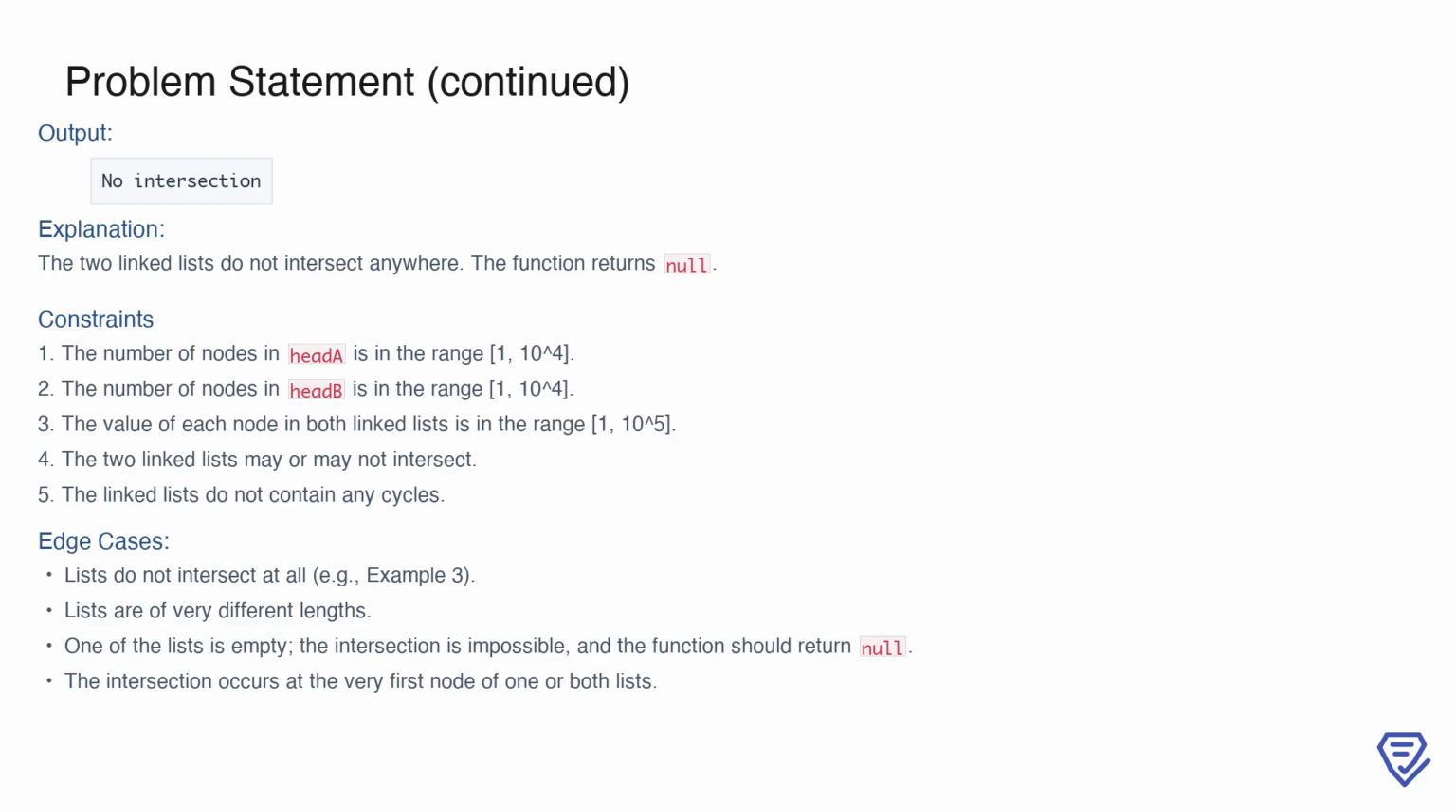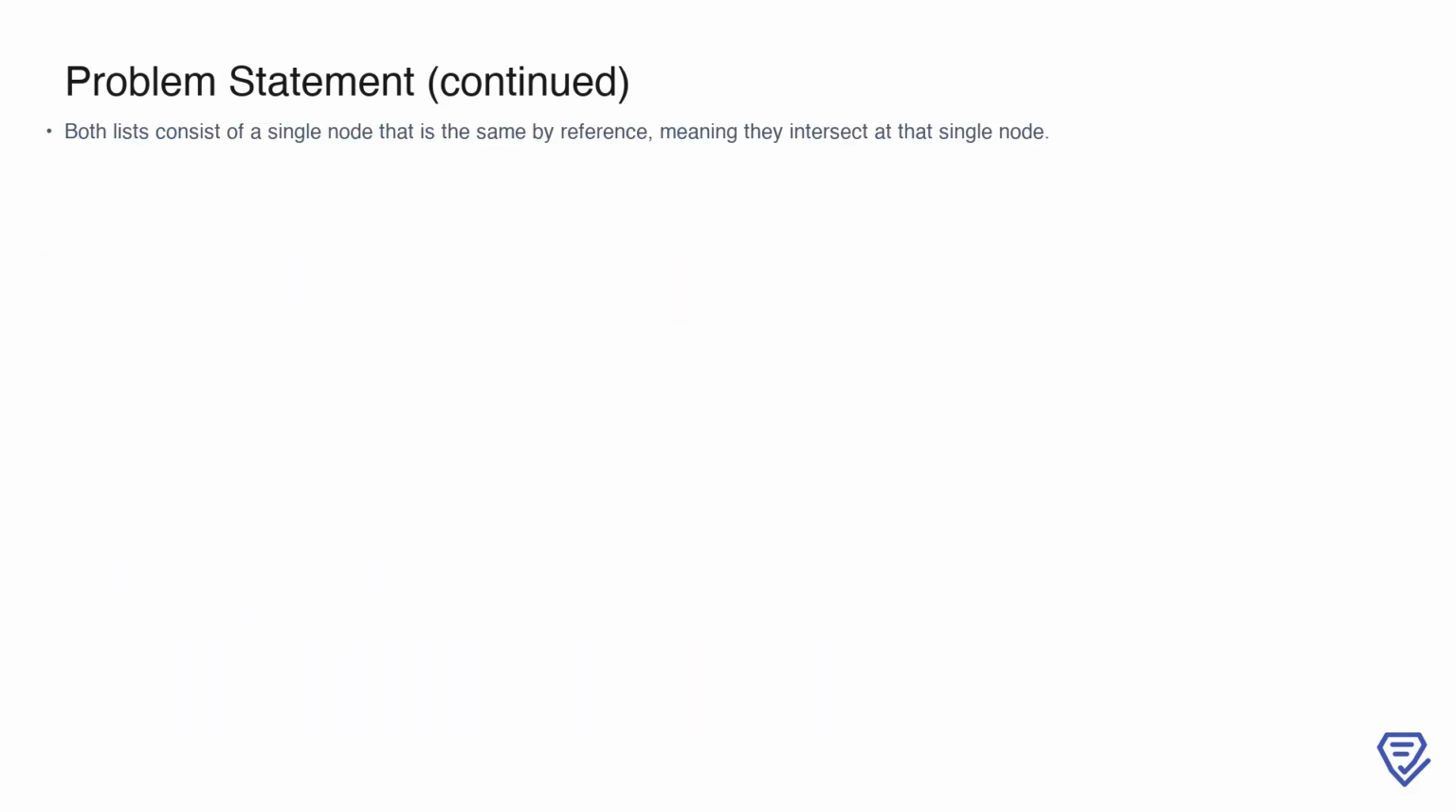Another edge case is when the intersection occurs at the very first node of one or both lists. An additional edge case to consider is when both lists consist of a single node, and that node is the same by reference. In this scenario, the single node is also the intersection point. This highlights the importance of checking for shared nodes even in the simplest cases. These edge cases ensure that our solution is robust and handles all possible inputs effectively.